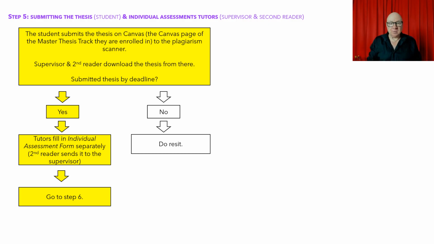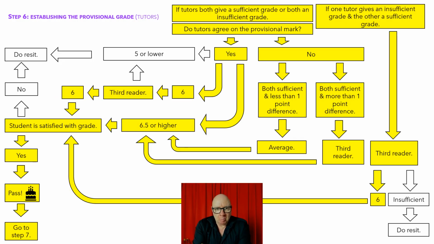So if you handed it in before the deadline, then your supervisor and the second reader, so the tutors, will assess it. Now it becomes difficult. There are many different possibilities when grading a thesis. Depending on those differences, there are also different routes. So let's look at them and see what happens.